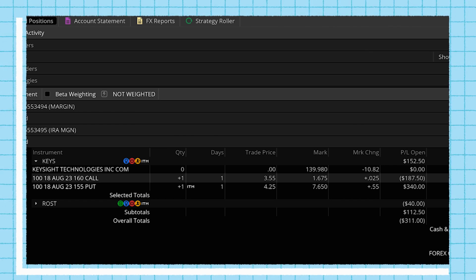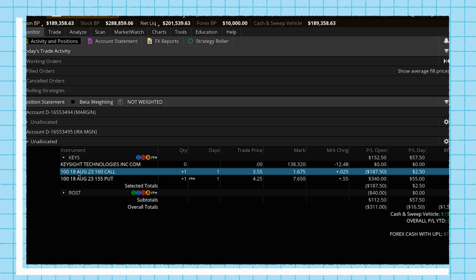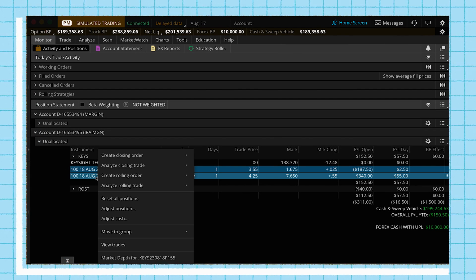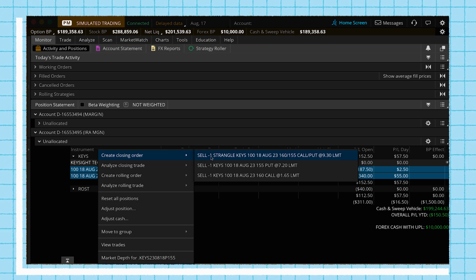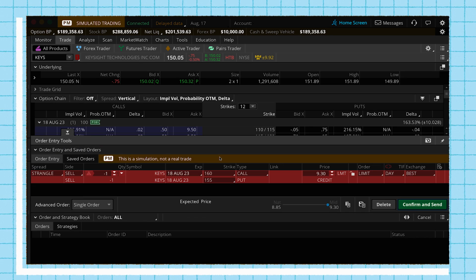The put side of the strangle is driving the success of this trade. Falling prices, accompanied by rising implied volatility, boosted the put's value, which is up $340 overall. Remember, the plan was to close the trade before the earnings report to avoid the volatility crush. So I'll create a closing order for a profit and then hit confirm and send.